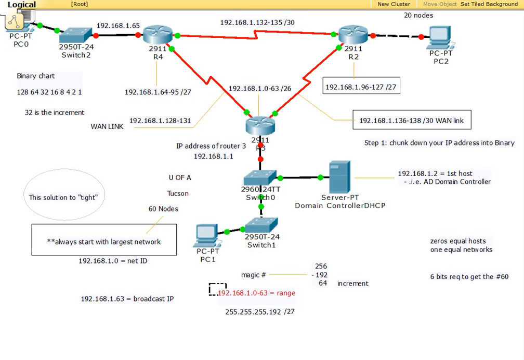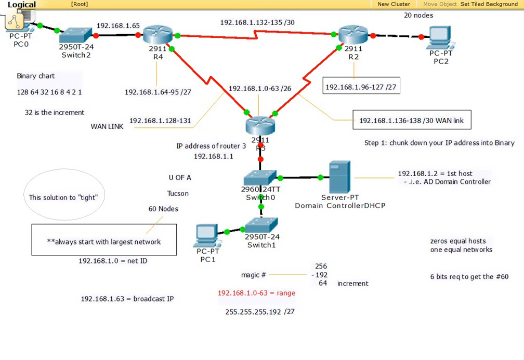And my range for this network is 192.168.1.0 through .63. 0 would be my network ID. It cannot be assigned to any hosts. 63 is my broadcast ID.